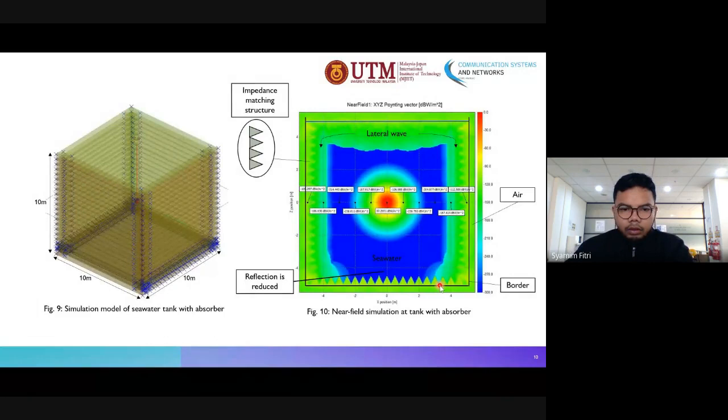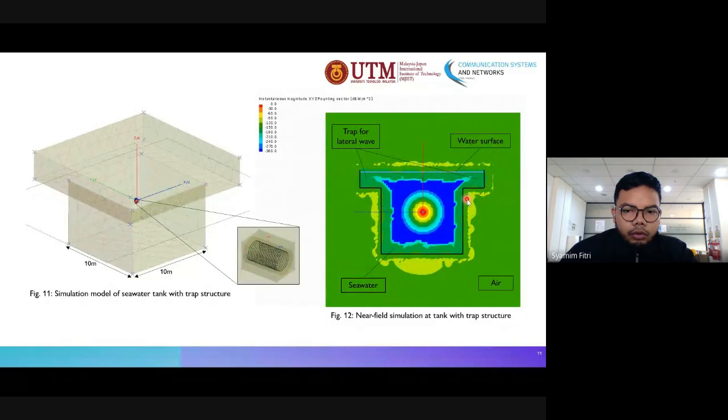So to reduce the reflection effect, we are trying to use the simulation with impedance matching structure. As we can see, the reflection effect is reduced at the bottom. However, the lateral wave still appears at the water surface and side of the wall. So to reduce the lateral wave effect, we're also trying to add the trap structure at the water surface to reduce the lateral wave flowing at the side of the wall.